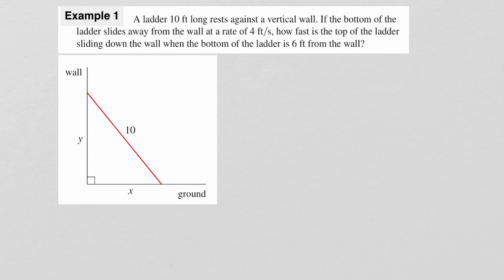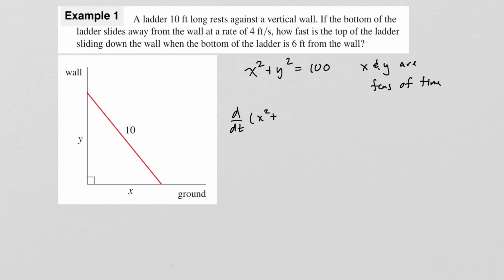So as we mentioned, we know that x squared plus y squared is equal to 100. And now instead of rewriting these as functions of time, let me just have an understanding that both x and y are functions of time. So what I'm going to do is take the derivative with respect to time of the left side, and this will be equal to the derivative with respect to time of the right side.